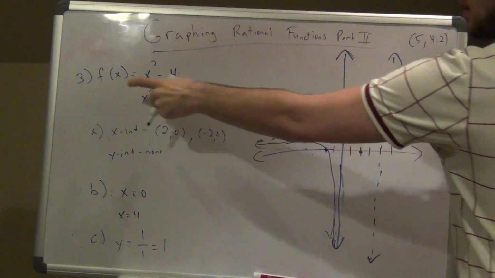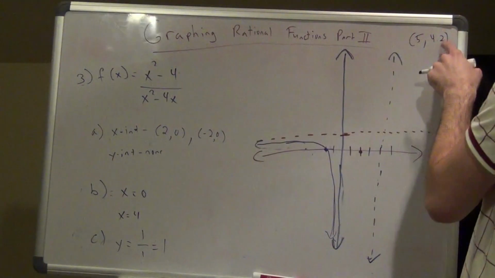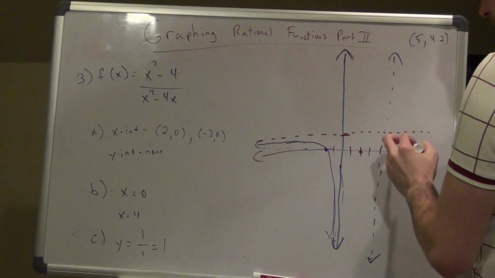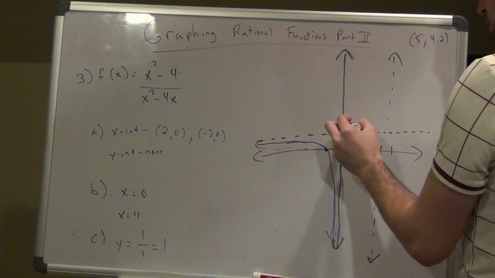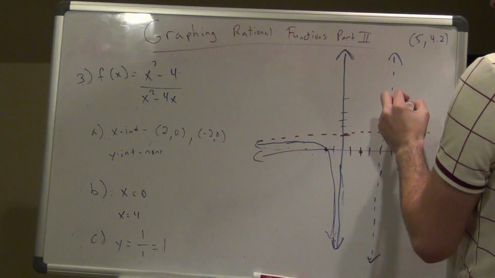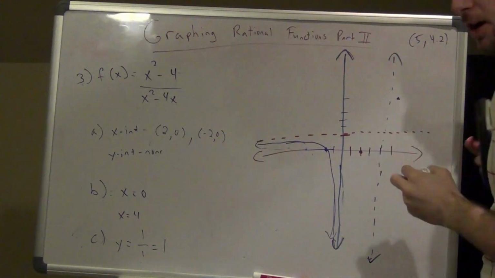So I plug 5 into my function, plug in 5 for x, and it spits out 4.2. So I'm going to plot that point, 5, 4.2. So this is 1, 2, 3, 4, 5. So it's going to be a little bit above 4. You can just kind of sketch it out as best you can. A little bit above 4. All right, so there's my other point.